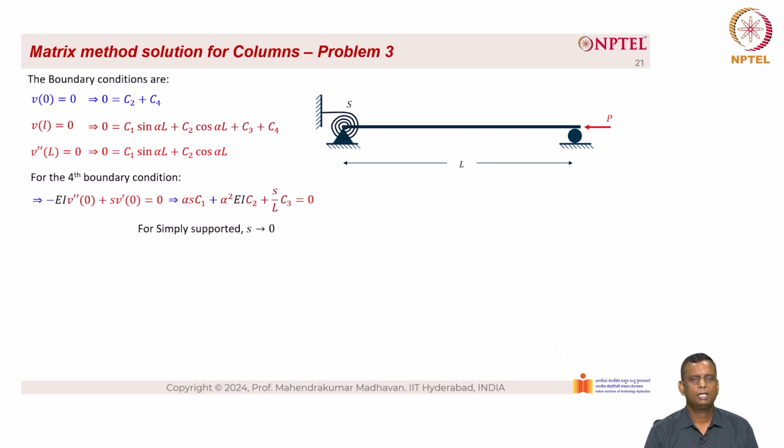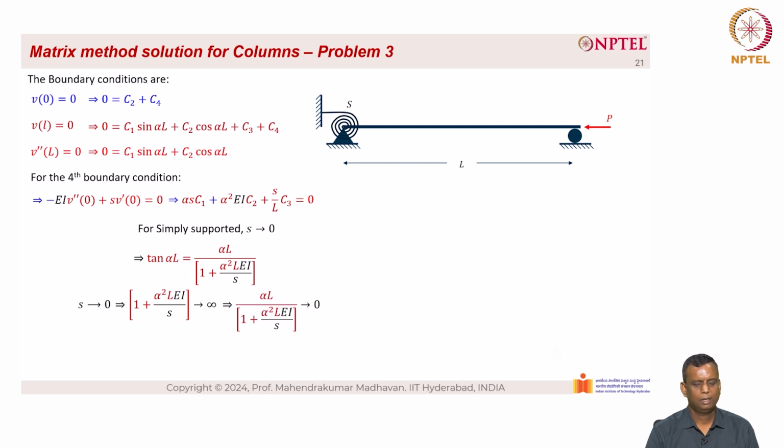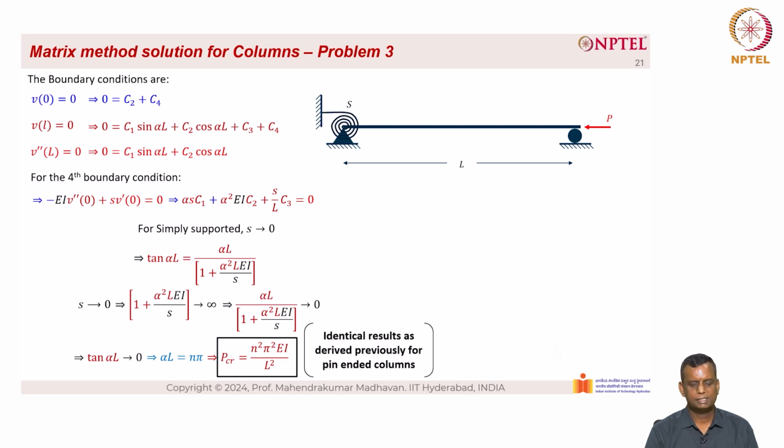So for simply supported conditions, S tends to 0. So in the equation, when we substitute S equal to 0, we have 1 plus alpha square L EI by S tends to infinity, which indicates that the same term, alpha L divided by 1 plus alpha square L EI by S, tends to 0, which indicates that tan alpha L equal to 0, alpha L equal to n pi, which gives rise to the equation P critical equal to n square pi square EI by L square, which is identical to the previously derived pin-ended columns.